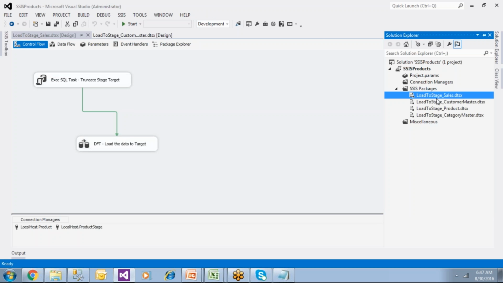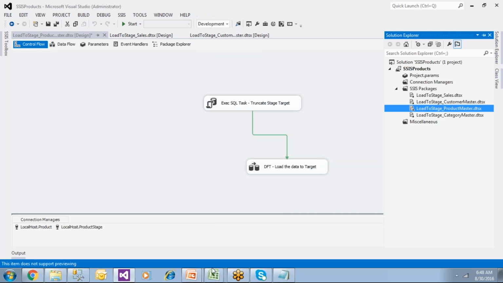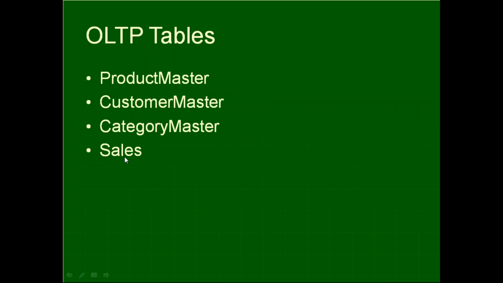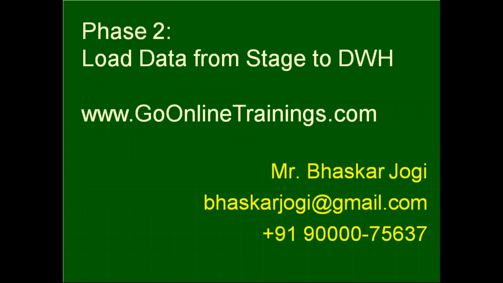So when you see here, we have load to stage sales table, customer master table, and load to product master table. All these things we have done, and it's working fine. So we had four tables, right? 1, 2, 3, 4 tables are there, and we had created the script, and we are able to dump the data. See the previous video of the same session.